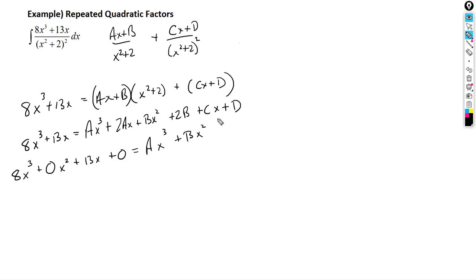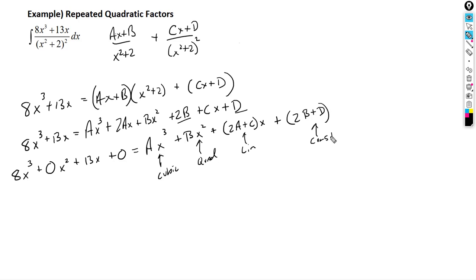So if I factor out the x, I'm left with 2a plus c times x. Okay, I factored out that x. And then plus, well, b is just a number, and d is also a number. So that's 2b plus d. Okay, and I'm going to put that there. And so this is my cubic, this is my quadratic, this is my linear stuff, and this is my constant at the end. And how does that help me?